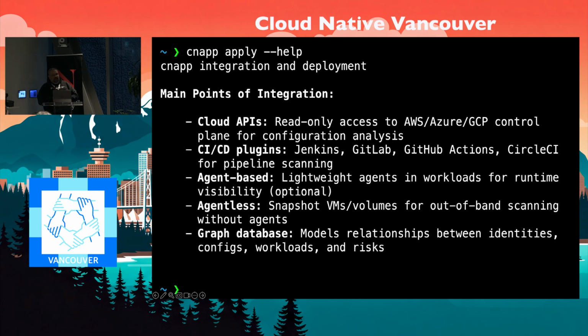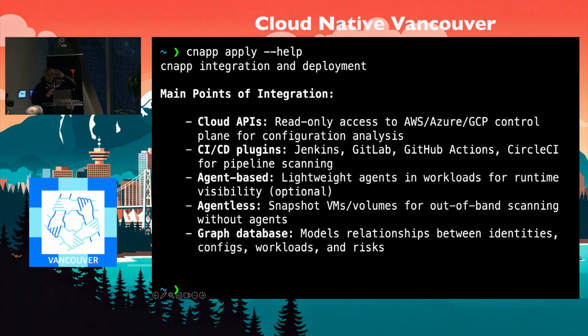And well, finally, some points of integration. The requirements for CNAPP are that it needs to work with the major clouds: Azure, AWS, GCP, Oracle, IBM. That's a requirement as well. And it will monitor and have access to your cloud APIs, so it will monitor all the API calls that happen in the cloud.